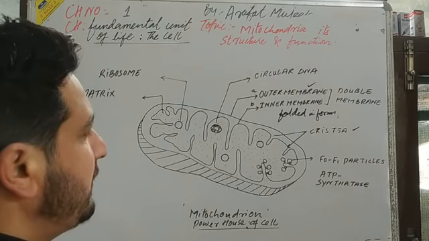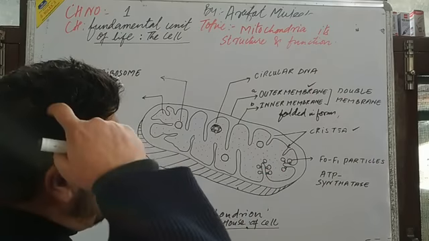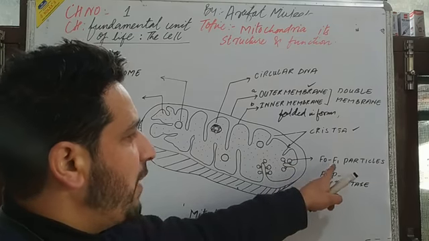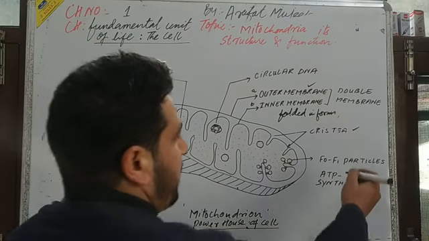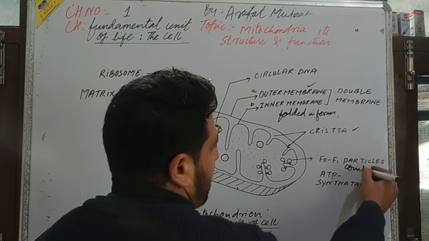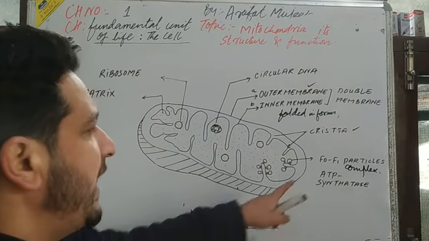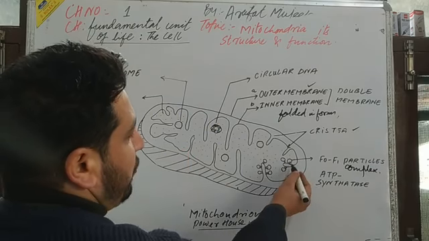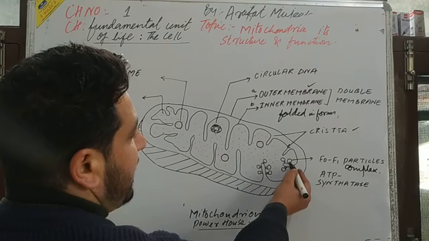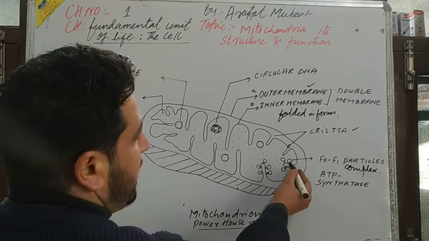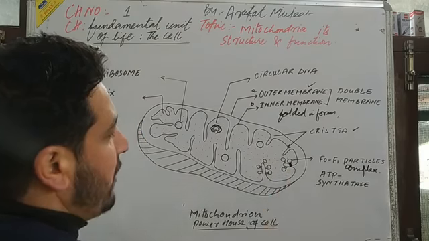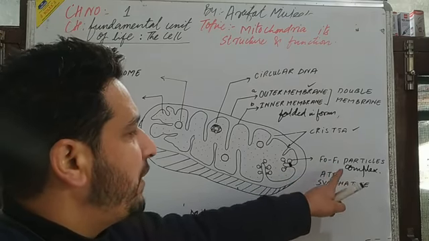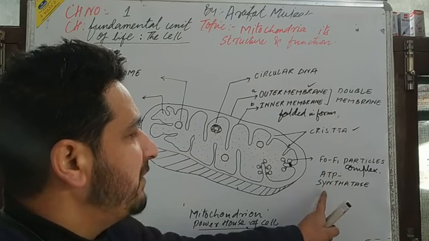And in the finger-like projections, on the surface there are F0, F1 particle complexes. F0 जो है, it is embedded in this membrane. जो inner membrane है इसमें ये दिखाई नहीं देता है. It is embedded in the inner membrane. Only you can see the F1 particles.